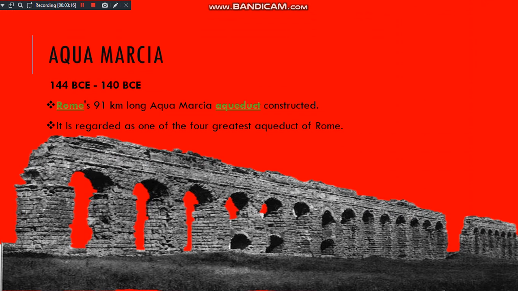So this is a second aqueduct, and it was built in 144 BCE, and then it was finished by 140 BCE. It took them 4 years to build this thing, and it was 91 kilometers long. So that makes sense why it took them 4 years to build it. It was regarded as one of the four greatest aqueducts of Rome.